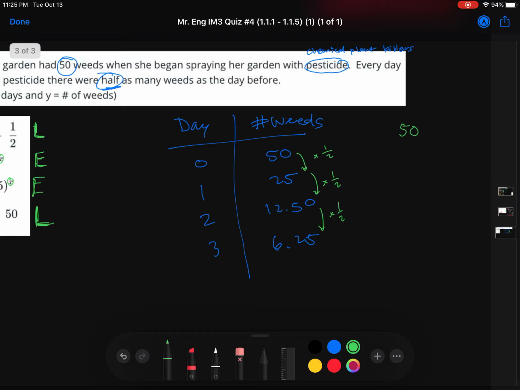Because if you do 50 times 1/2, to make 50 a fraction, put it over 1. So when you multiply fractions, you just go across. And the factors of 50 are 25 times 2. And realize the 2's cancel out and you're left with 25. So from 50 to 25, there it is. You are just multiplying by 1/2.